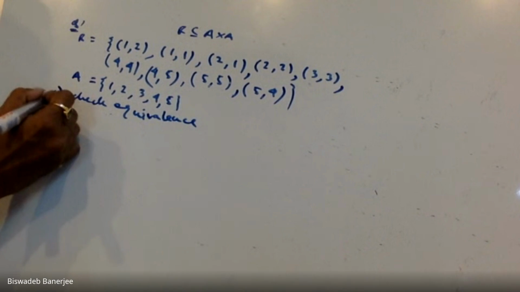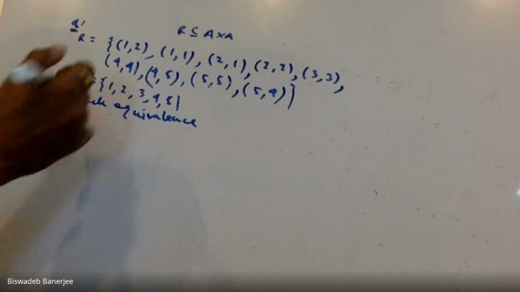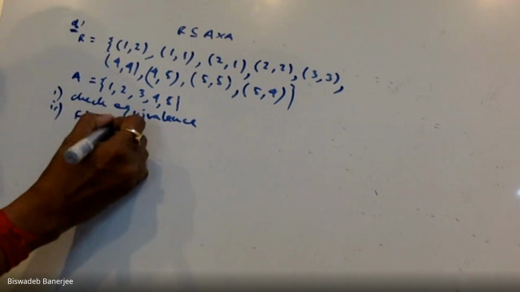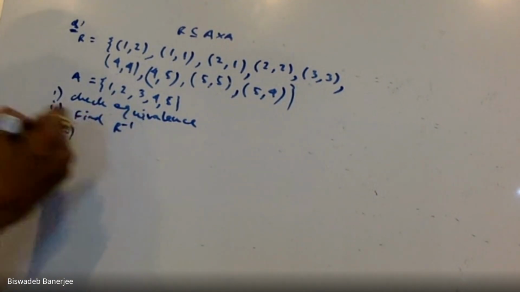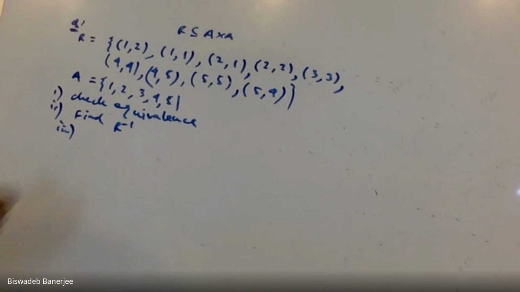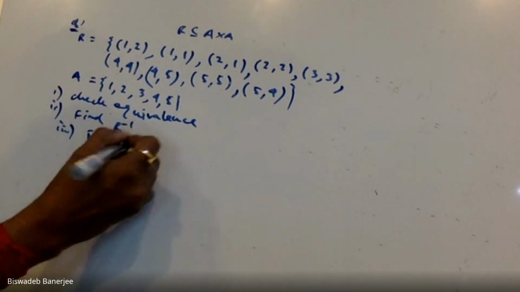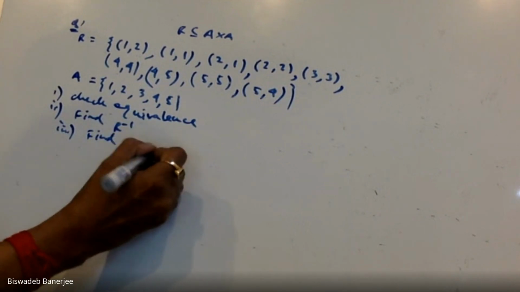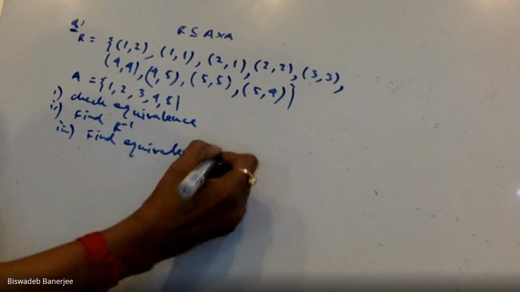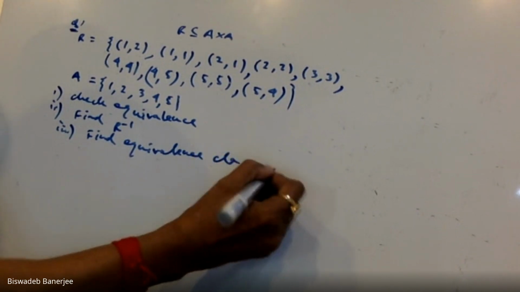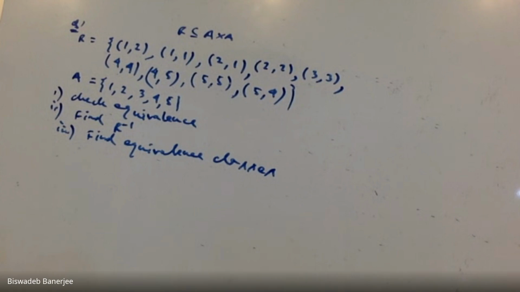Check for equivalence relation. Number two, find R inverse. Find equivalence classes. So we are given a relation R equal to this, on a set capital A equal to this. We have to check whether this relation is an equivalence relation or not. After that, you have to find R inverse. Okay, that is my question.